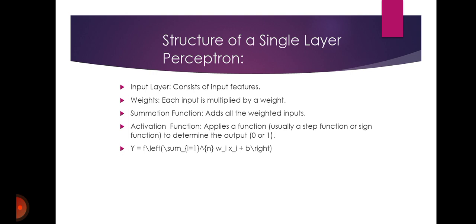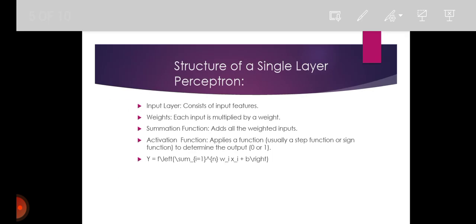The formula is y equals f of the summation, i equals 1 to n, of weight times input, plus bias.